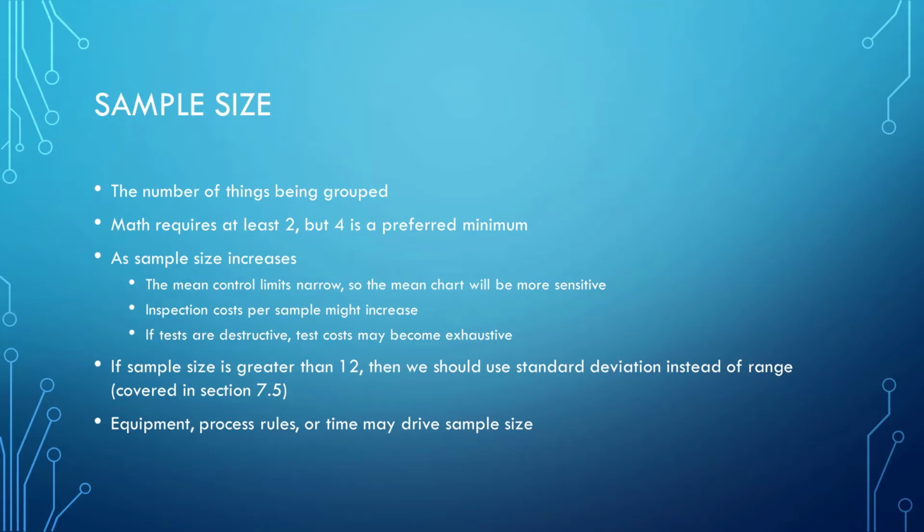As our sample size increases, that standard error of means is going to decrease because we're dividing by the square root of n. So as the sample size increases, the control limits narrow, and that means that our control charts will be more sensitive.